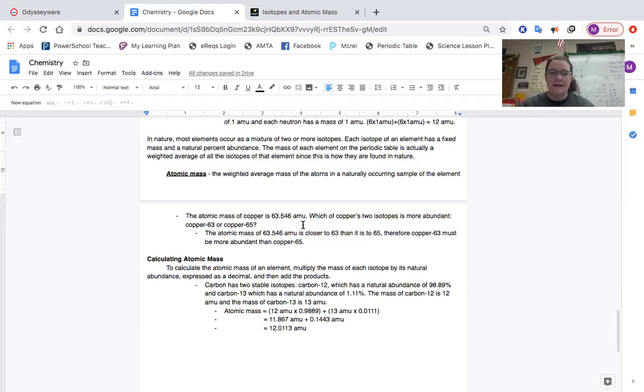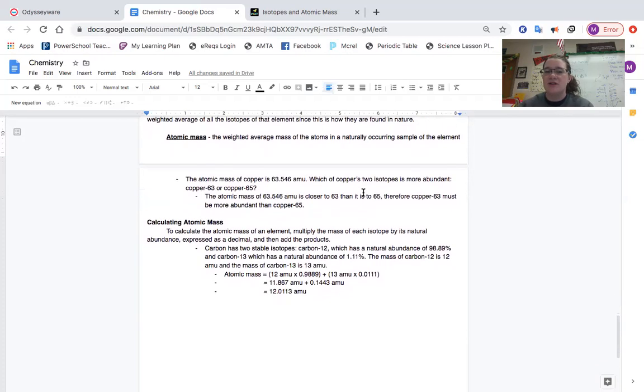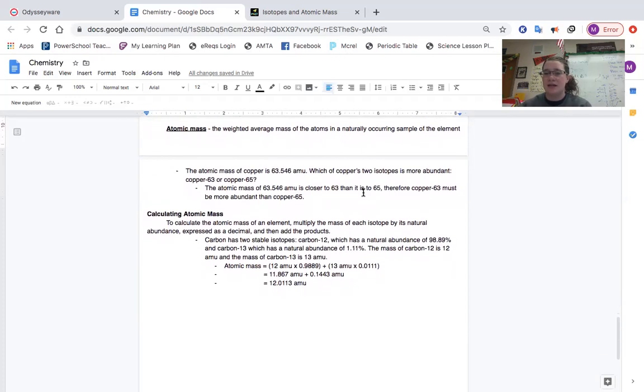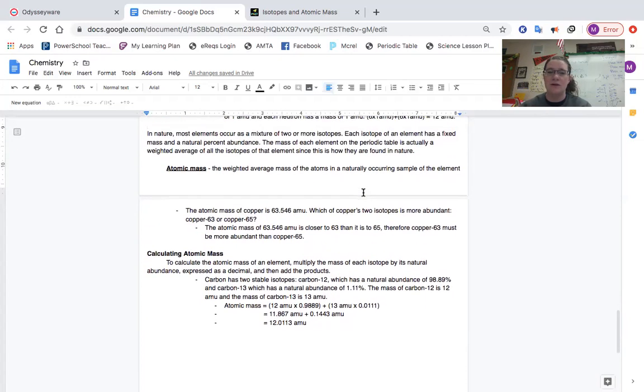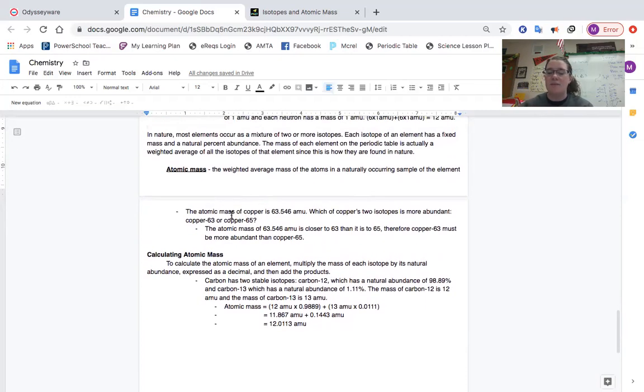And so we'll look at that some more. But our atomic mass, again, is just the weighted average mass of the atoms in a naturally occurring sample of the element. And so weighted average, again, it takes into account the mass of your isotope and also how often you find that isotope. And so if we were looking at copper, the atomic mass of copper is 63.546 AMUs.